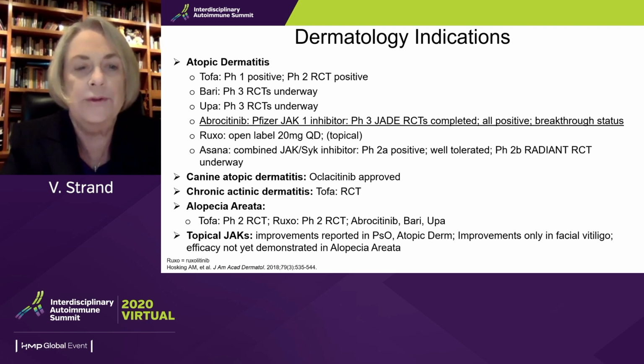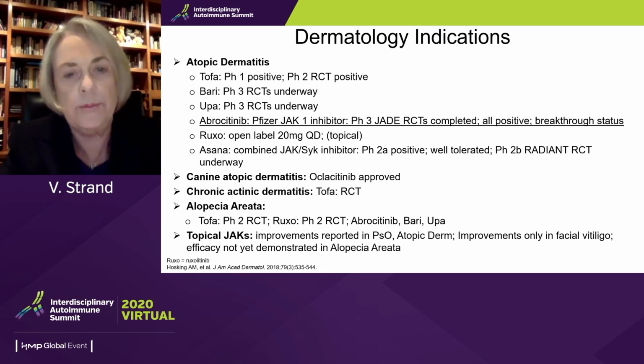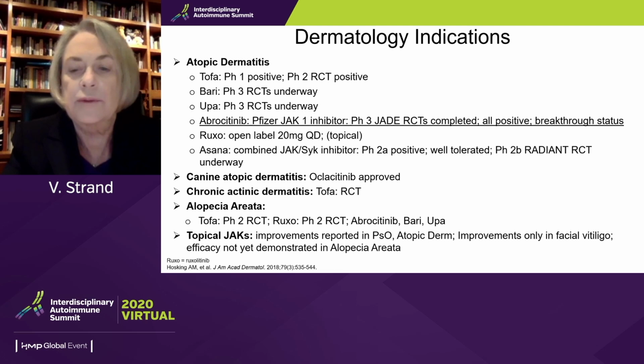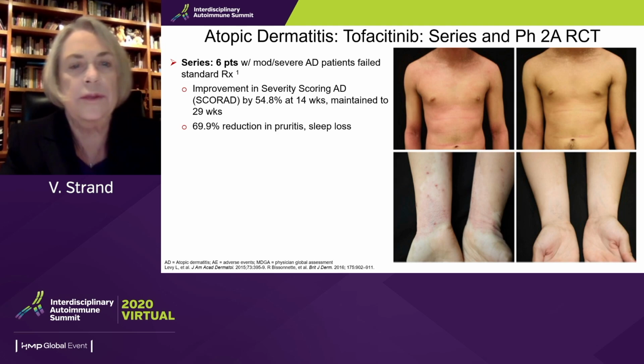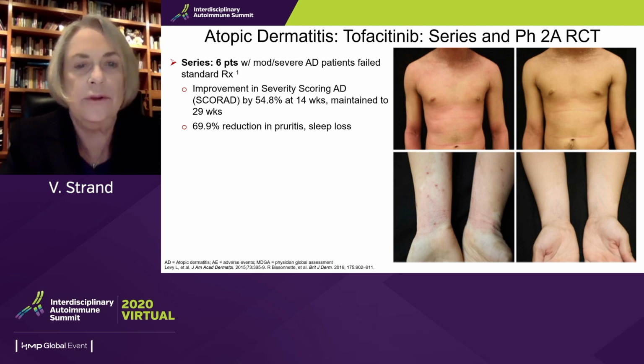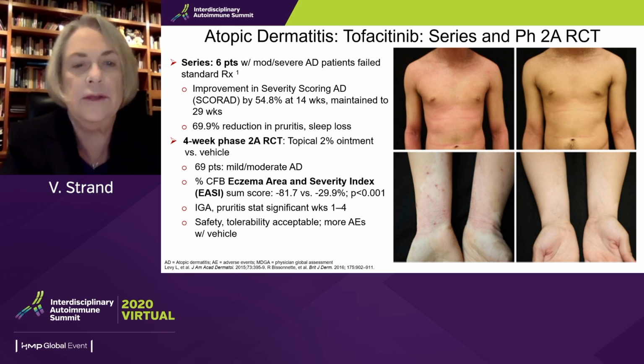And then the topical JAKs in general, there's quite a few topical formulations, and improvements have been reported in psoriatic arthritis, psoriasis, atopic derm. Improvements in vitiligo seem to be more limited to facial when done topically, and we still don't know about topically in alopecia areata. But if we look at these therapies systemically, you see some dramatic findings. So these are small case series, but look at atopic dermatitis pre on the left and post-therapy on the right, and the same down below. And what we're seeing is that in the eczema area and severity score, changes from baseline are statistically significant, that they occur very quickly, they're accompanied by relief in pruritus, and very dramatic findings.